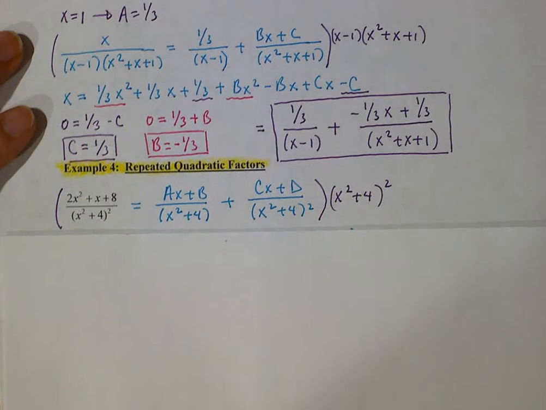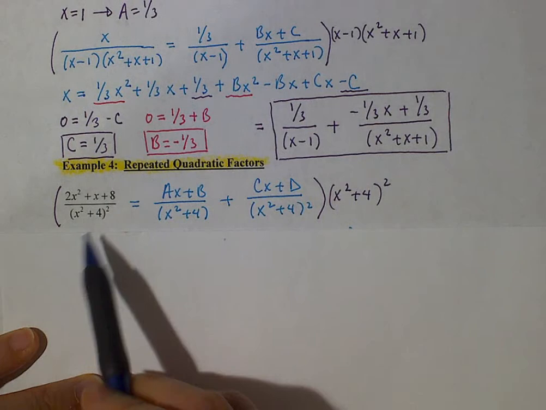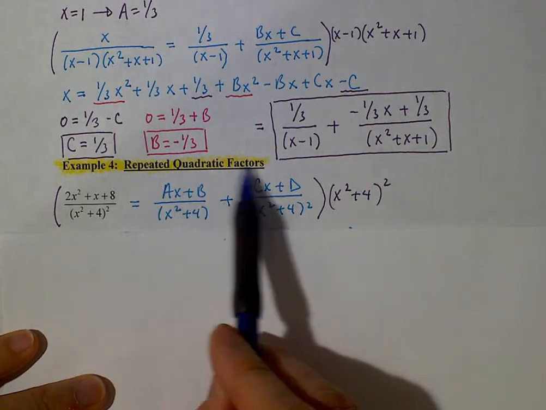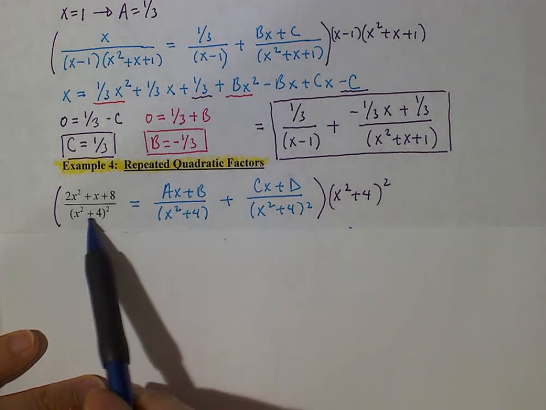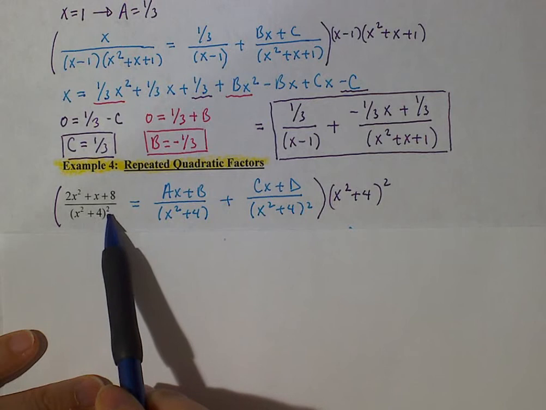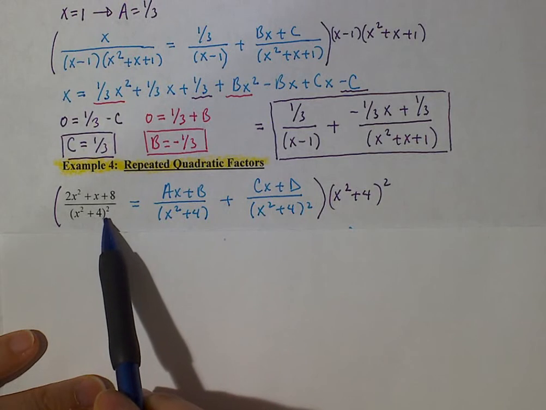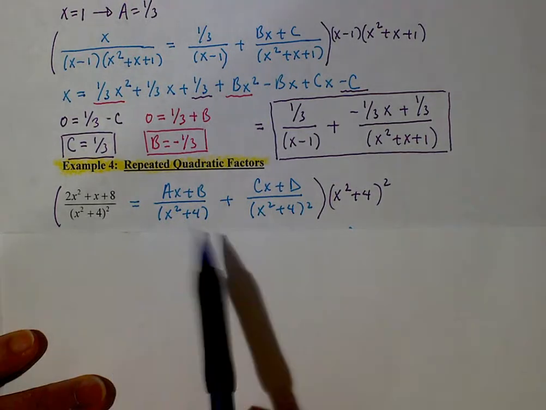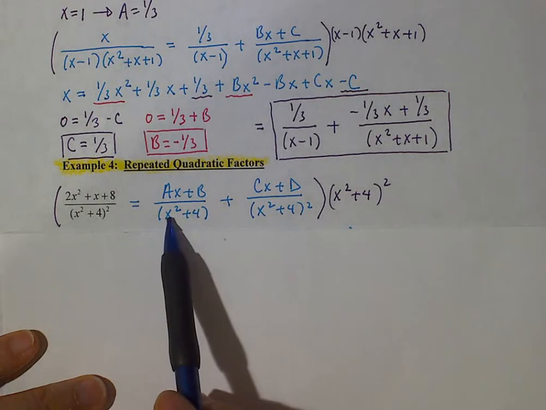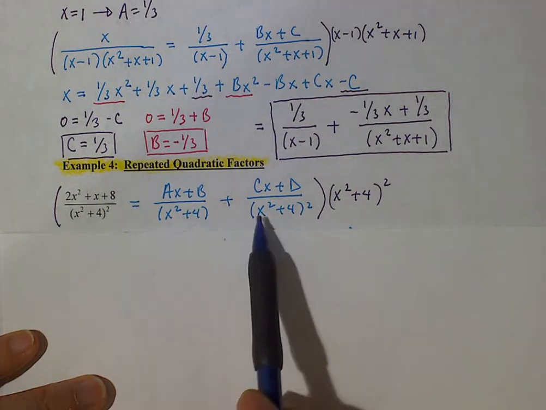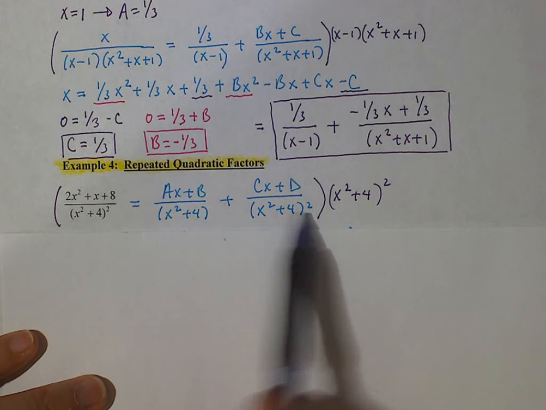Okay, for the fourth example, I have what's called a repeated quadratic factor. So x squared plus 4, and then it gets squared. So just like the repeated linear, I need to account for both of the powers. So I have an x squared plus 4 and also an x squared plus 4 squared.